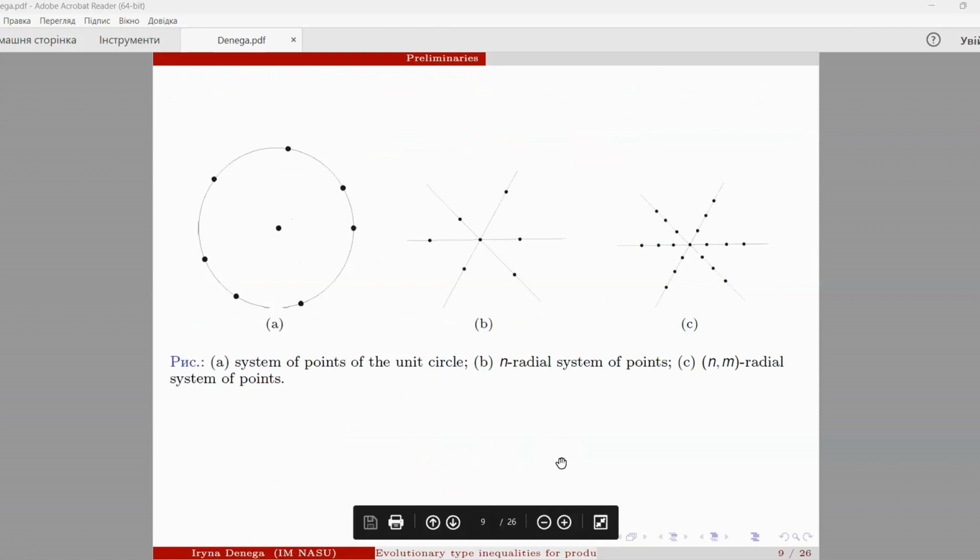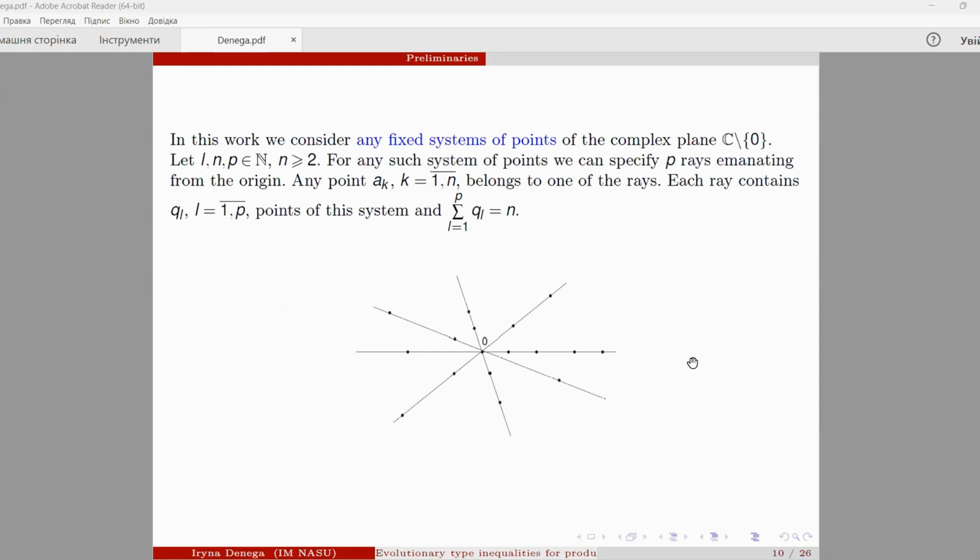In previous works, we were considering systems of points of the unit circle or circle of the radius R, and radial systems of points when we have n rays and each ray has 1 point, and radial systems of points when we have n rays and each ray has m points. In this work, we consider any fixed system of points of the complex plane.